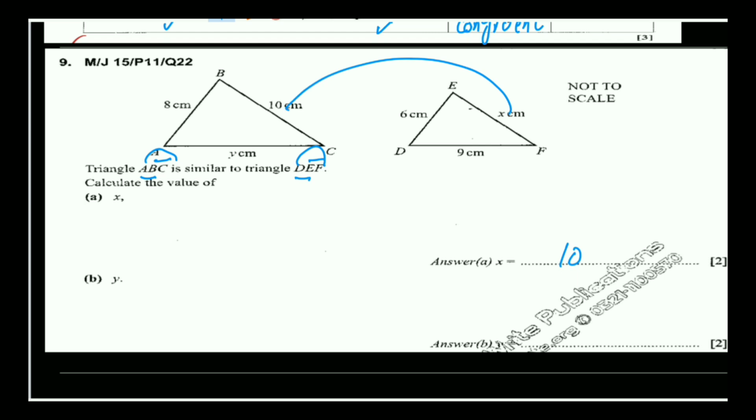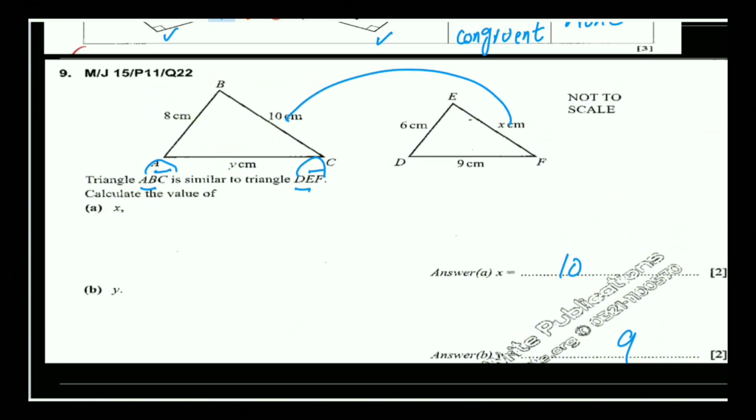What about y? Y is AC. So AC are the first and last name of the first triangle. If you see this name, the first and last alphabet of the other triangle is DF. DF is 9, so it means y is corresponding to 9. So here y is 9. So this was the first very important thing that I wanted to tell you. This is the way how you have to check which sides are corresponding. So now the last question of congruent triangles.